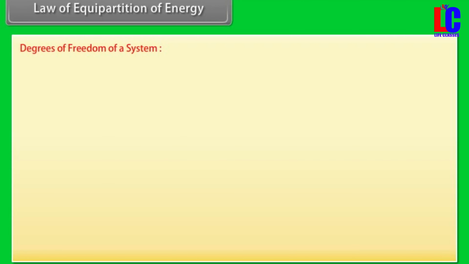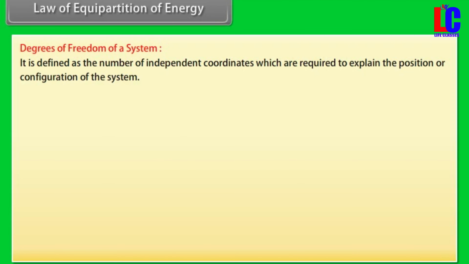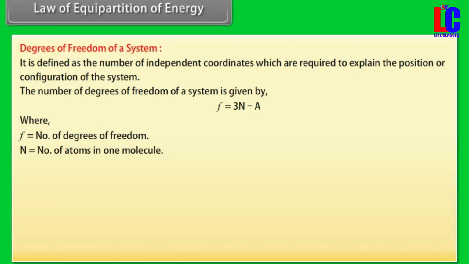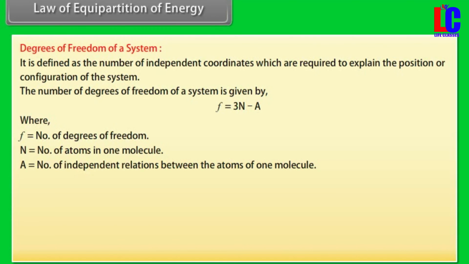Degree of freedom of a system. It is defined as the number of independent coordinates which are required to explain the position or configuration of the system. The number of degrees of freedom of a system is given by F = 3n - A, where F is the number of degrees of freedom, n is the number of atoms in one molecule, A is the number of independent relations between the atoms of one molecule.